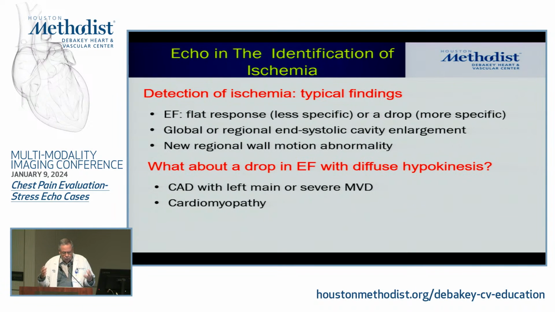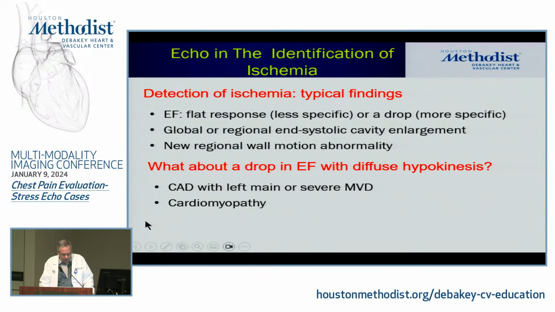Now, what happens when we drop the EF diffusely and we don't have a regional change? Well, you are dealing with either very bad CAD or some form of cardiomyopathy. Those are the two things that are more likely.